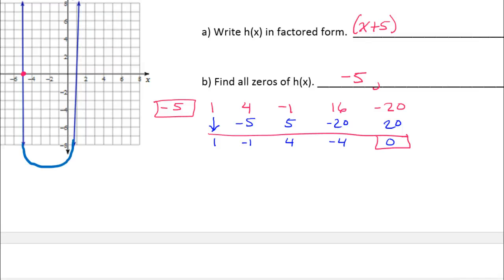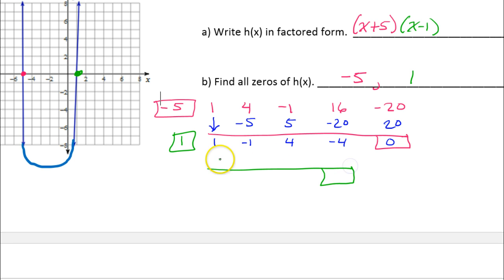Okay, so what I can do is take this other 0 of 1, and I know that's going to give me the x minus 1, so that's going to come into play now. So I will do synthetic division by putting that 1 right here next to the bottom row of the previous synthetic division. Now if I bring this down, 1 times 1 is 1, that's 0. 0 times 1 is 0, that's 4. 4 times 1 is 4, that's 0.